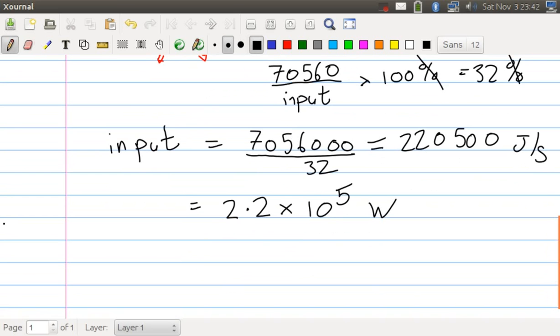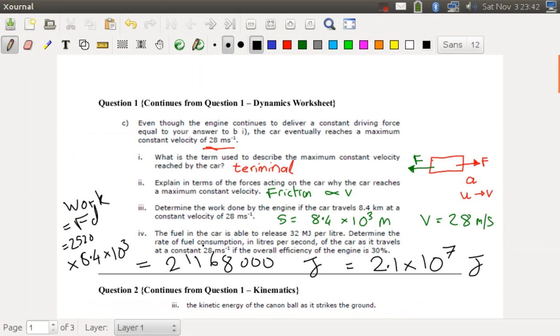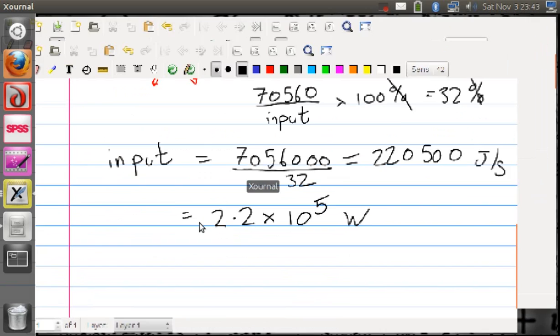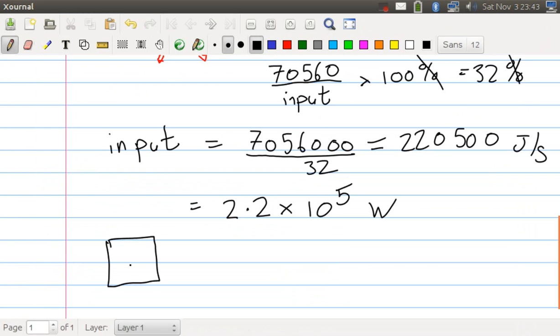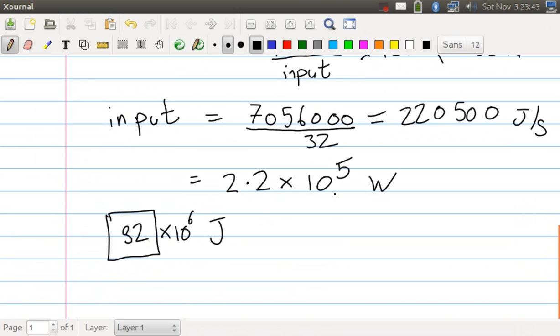So we go back to the question now, and we're told how much energy is in 1 liter. So the car has fuel such that 1 liter of fuel contains 32 megajoules. So 1 liter of fuel has 32 times 10 to the 6 joules in it. That's in 1 liter. So the car needs this much per second. So per second, how much of a liter does it use up? Well, you can see here, this is less than, of course, this. So the car doesn't go through 1 liter per second. It goes through much less. How much of a liter per second does it require? Well, that'll just be a division.